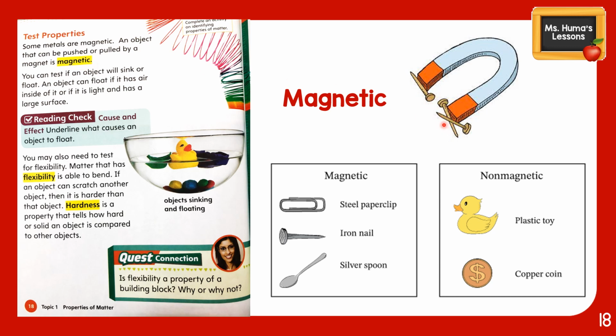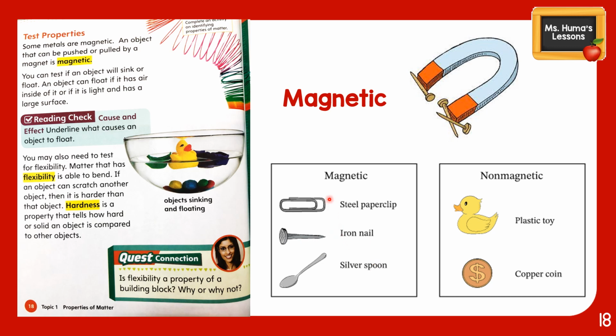We can see some nails attached to the magnet. So these nails are magnetic. And this is a magnet. Okay. An object that can be pushed or pulled by a magnet is called magnetic. So this is pulled by a magnet, so this is called magnetic. Not all objects are magnetic.